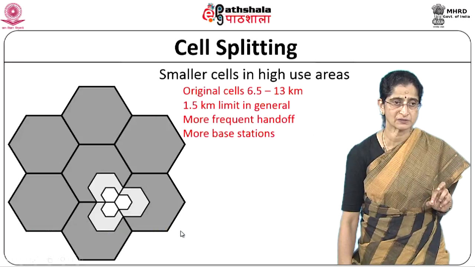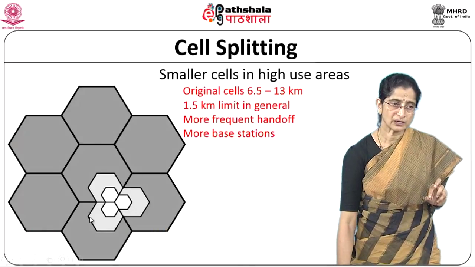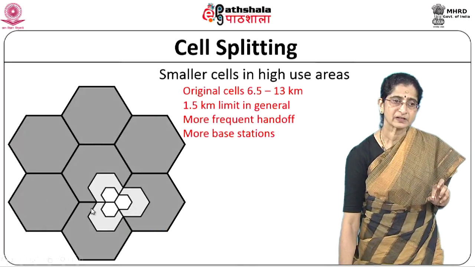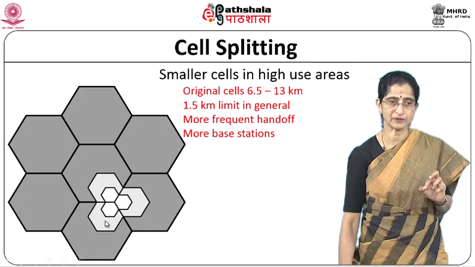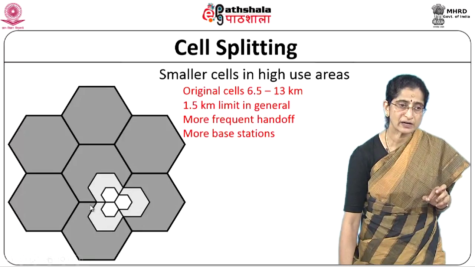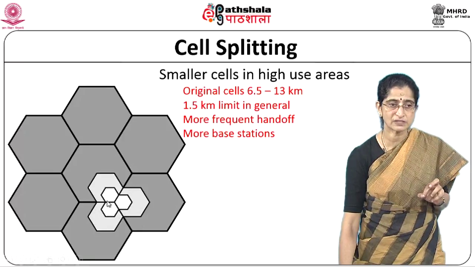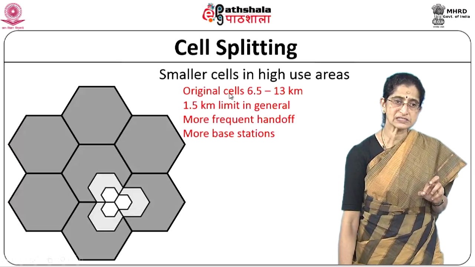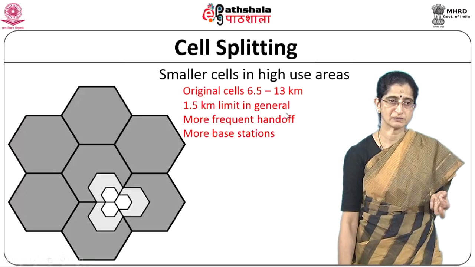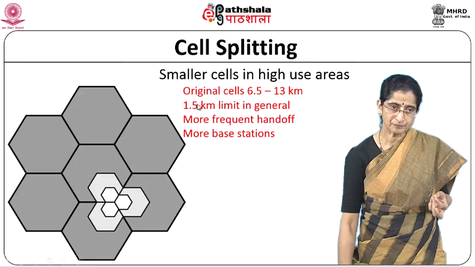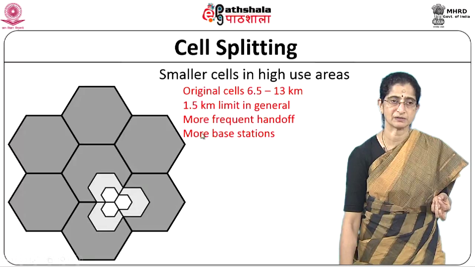Okay, for instance, you could have something like this. Your normal cell size is this, right? But in areas where you find that there is higher traffic, you can divide it up into much smaller cells. So you have the same region now divided into much smaller cells. The original cell is about, say, 6.5 to 13 kilometers, and the smaller cells have a 1.5 kilometer limit.